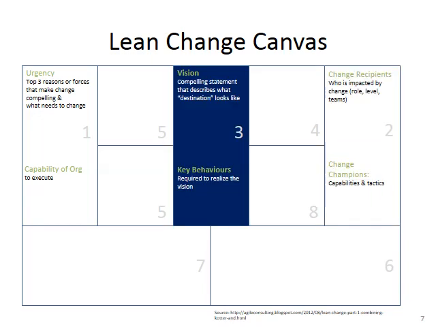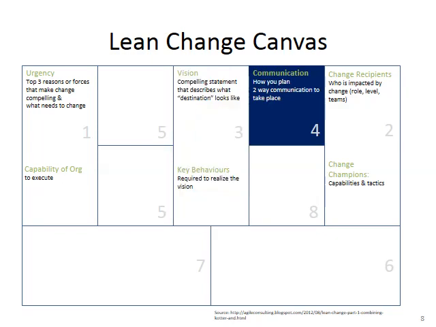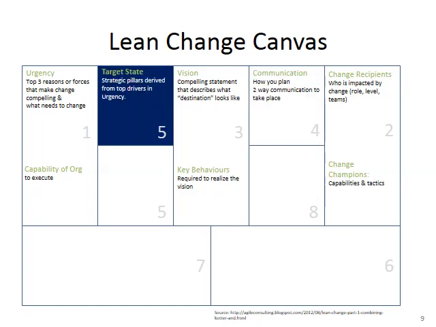Vision and key behaviors. The vision is a compelling statement that describes what the destination looks like. Organizations should also identify key behaviors required to realize the vision. Communication. How you plan two-way communication to take place. Target state. Strategic pillars derived from top drivers in urgency.